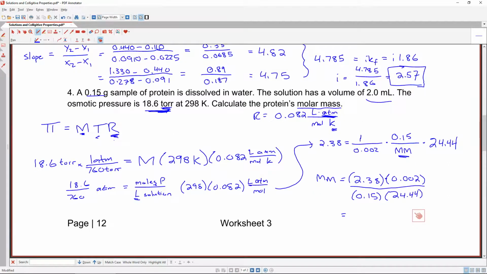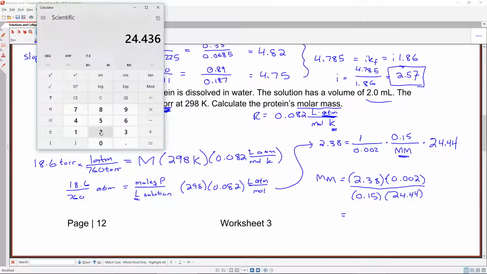Whoop, didn't want to do that. There we go. Okay, let's do this carefully, right? 2.38 times 0.002 equals, and then divided by 0.15 equals, cool, divided by 24.44 equals. Yes.